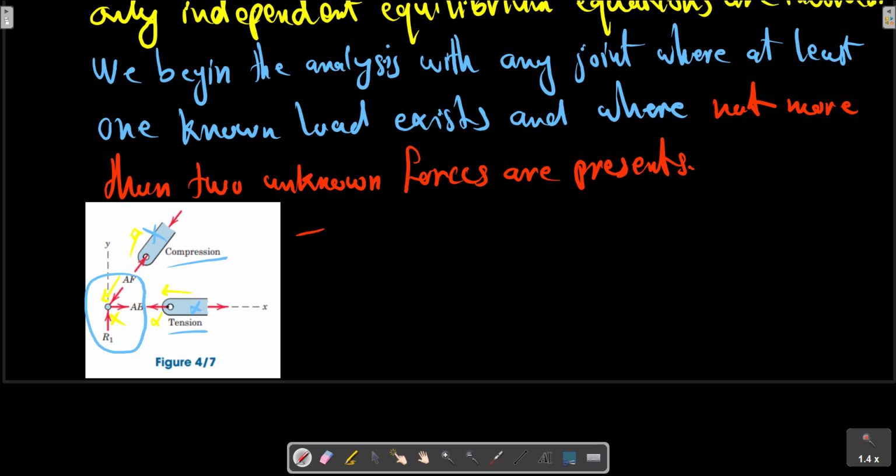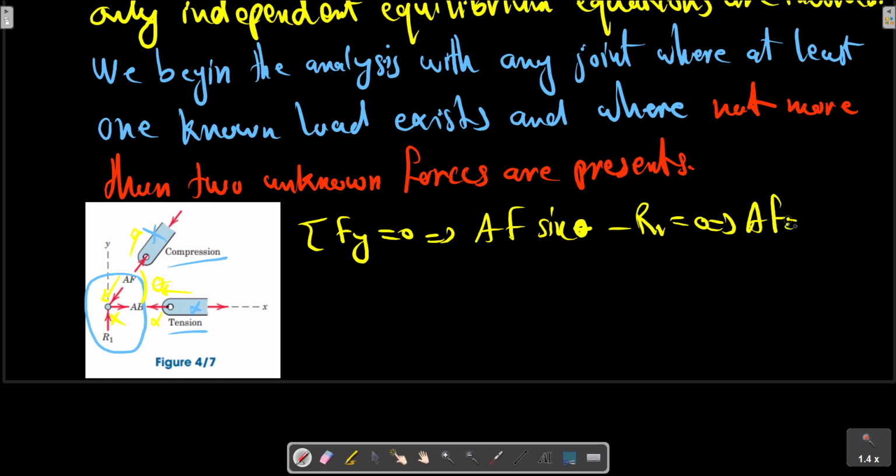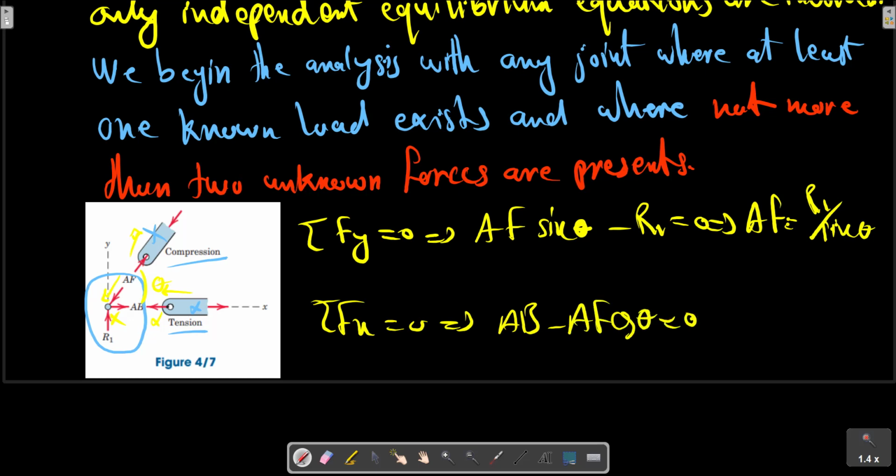Sigma Fy. We can calculate, for example, AF sin theta minus R1 equals 0, so AF equals R1 over sin theta. We can also calculate sigma Fx: AB minus AF cos theta equals 0. Joint F may be analyzed next, since it now contains only two unknowns, EF and BF.